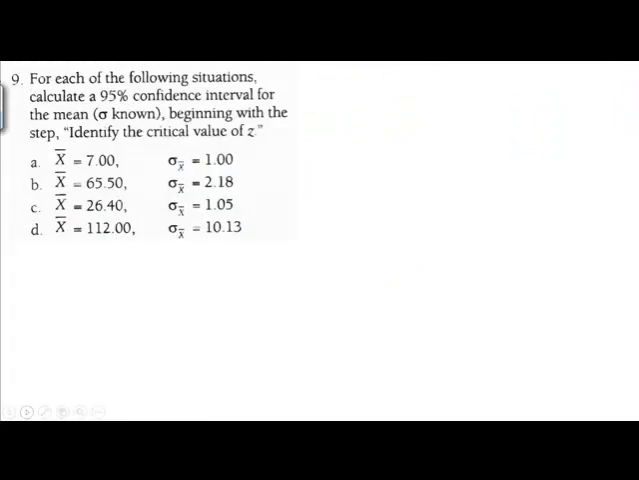Number 9. For each of the following situations, calculate a 95% confidence interval for the mean. We know sigma. Beginning with the step, identify the critical value of z. So we have information on the population now, and we're not given sample size. So now we've got the equation that's going to use a z-score. So our confidence interval is going to equal our mean plus and minus z times our given standard error. Less work for us.